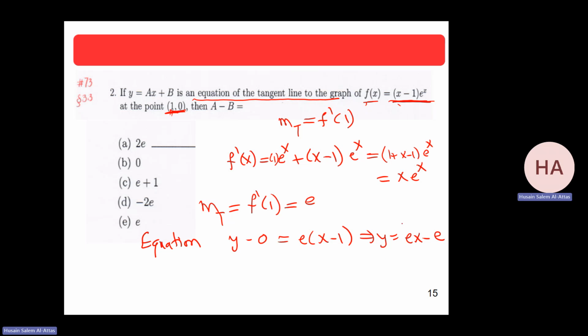So if I put it as ax plus b, this is a and this is b. So a equals e and b equals minus e. What do they want? They want a minus b. That will be e minus minus e, which is 2e. That will be the answer.